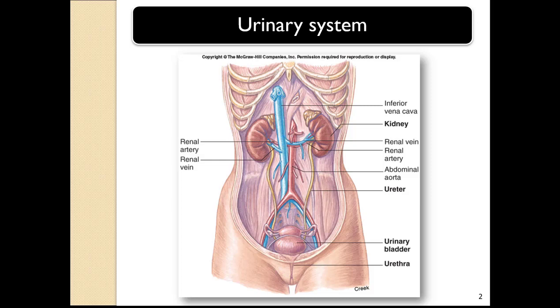All right, so those are the parts of the urinary system. So you should have kidneys, ureters, bladder, urethra, and the renal artery and renal vein.